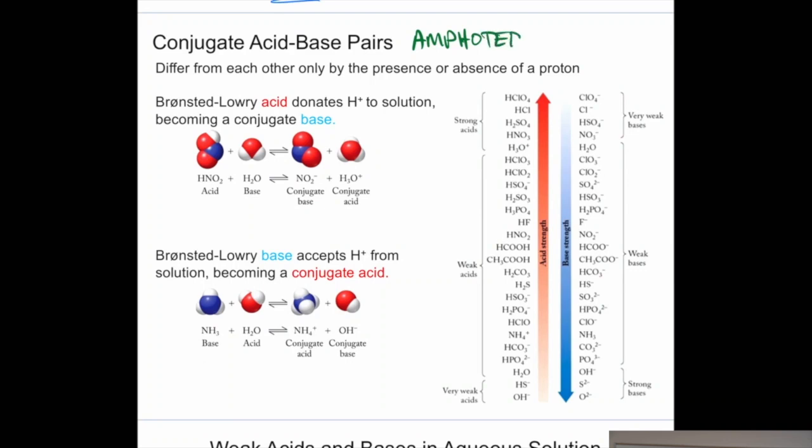Amphoteric. Behaves both as an acid and a base. And you can see that in these two examples right here. Here's water acting as an acid when we put some ammonia in water, and here's water acting as a base when we put some nitrous acid in the water.